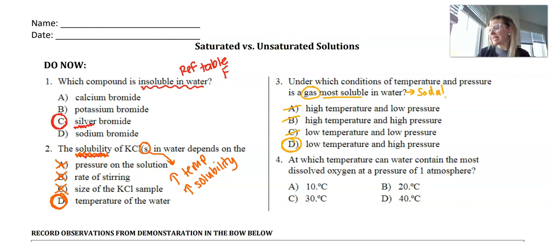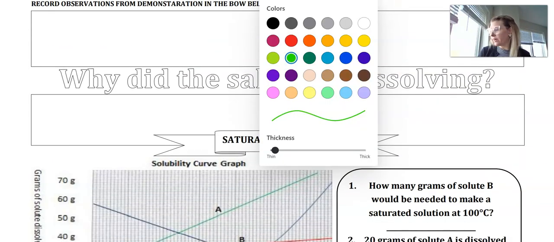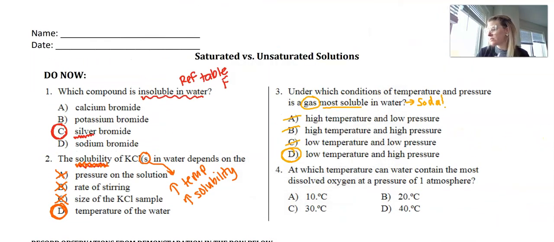And last but not least, at which temperature can water contain the most dissolved oxygen at a pressure of 1 atmosphere? So we have 10 degrees, 20 degrees, 30 degrees, 40 degrees. Dissolved oxygen, is that a solid or a gas solute? That's going to be a gas solute, and therefore we want the lowest possible temperature, which is going to be 10 degrees Celsius. All right, excellent.